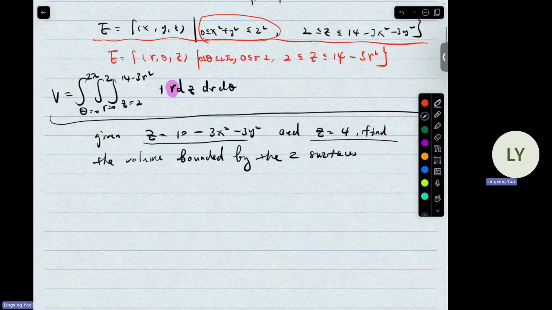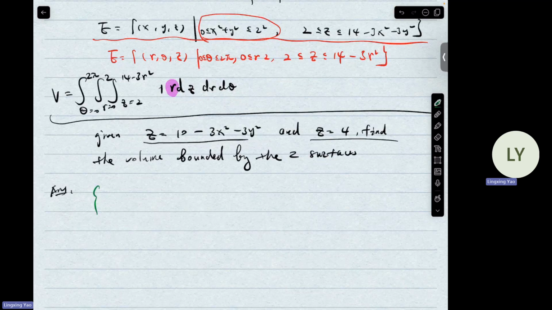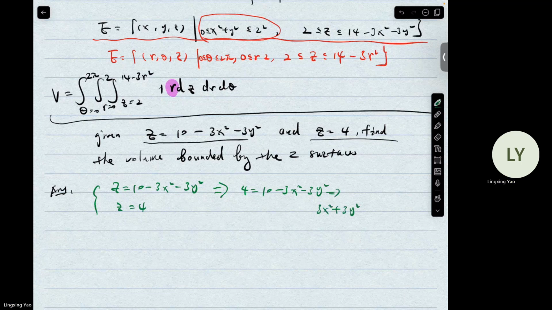How do we do that? Well, we're doing this in a similar way, right? So here, we first find the intersections of these surfaces. z equals 10 minus 3x squared minus 3y squared, and z equals 4. So this tells us 4 equals 10 minus 3x squared minus 3y squared. So this is indeed 3x squared plus 3y squared equals 6. So x squared plus y squared equals 2.